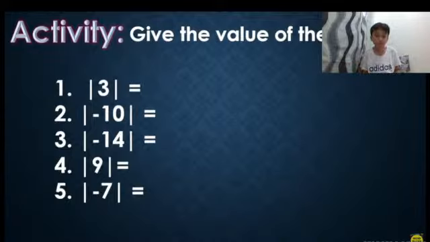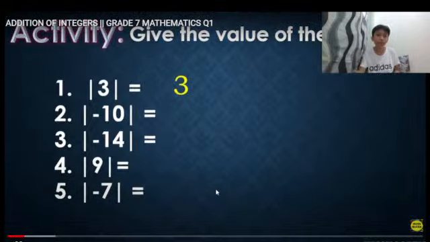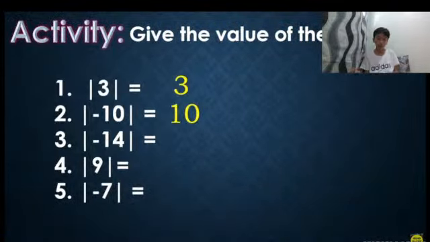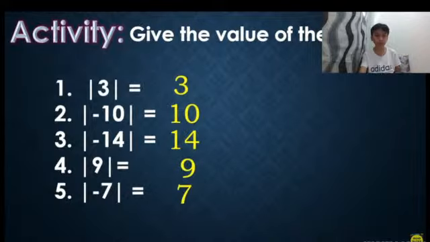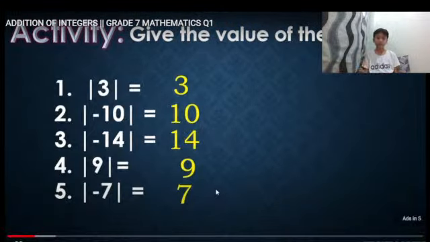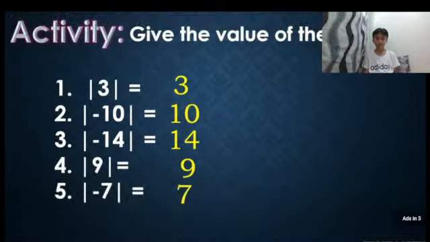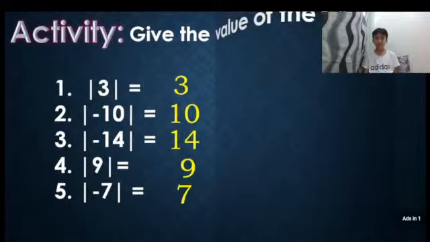So we will try to look for the absolute value of 3, and that is 3. Absolute value of negative 10, that is positive 10. Absolute value of negative 14, that is 14. Absolute value of 9, that is 9. Absolute value of negative 7, that is 7. Now, since again, the absolute value is referring to the distance, it can never be negative. Okay, so it's always positive.